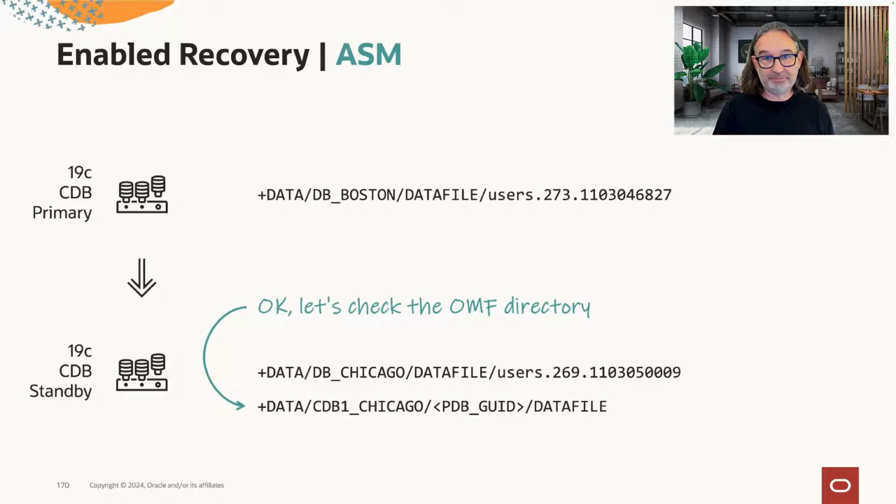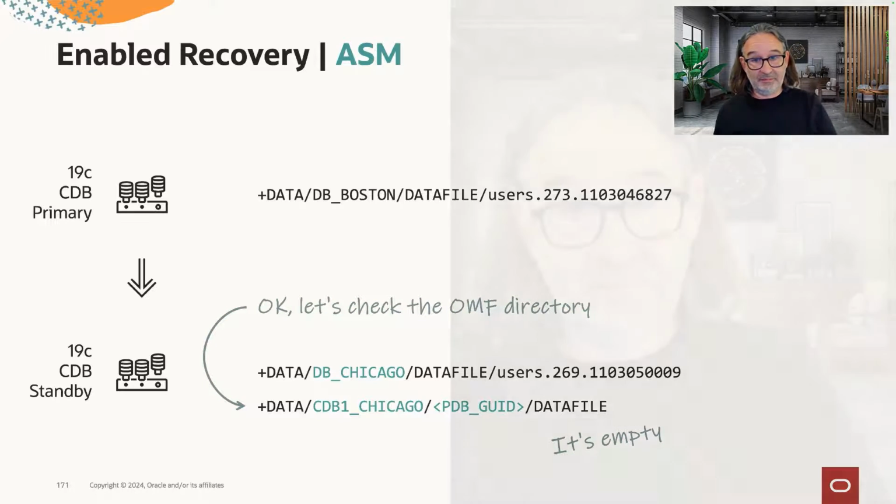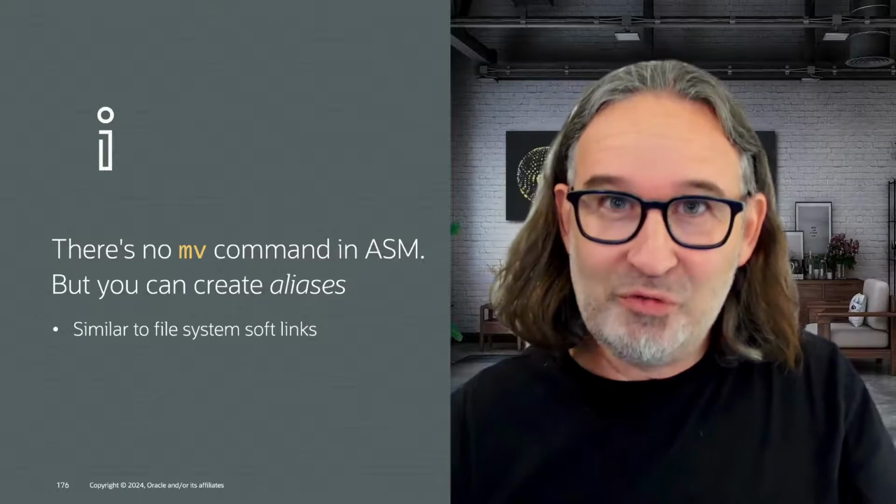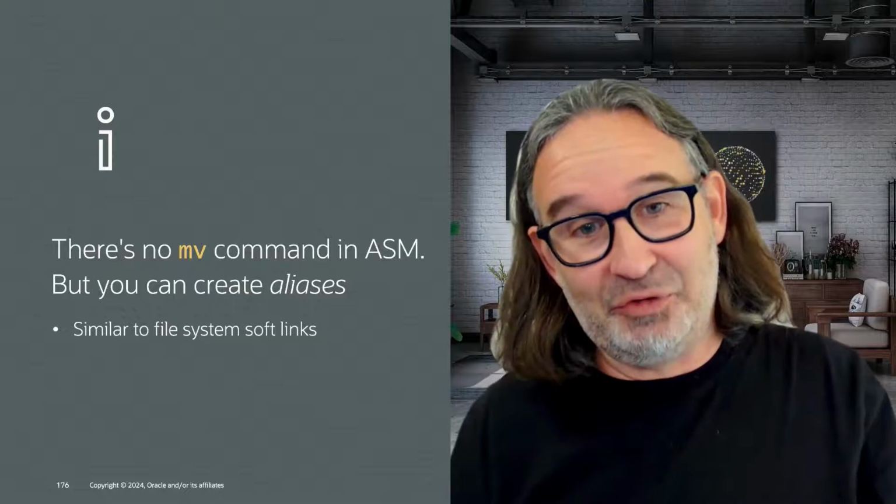What do we do? Let us check the OMF directory. So what do we find here? It's a different directory. This is where it starts. It's a CDB_Chicago, PDB GUID, and inside is datafile. And this is empty. Let me try. Can I move the file in ASM? I tried that. Sorry, I need to tell you, there's no move command in ASM. So that does not work.